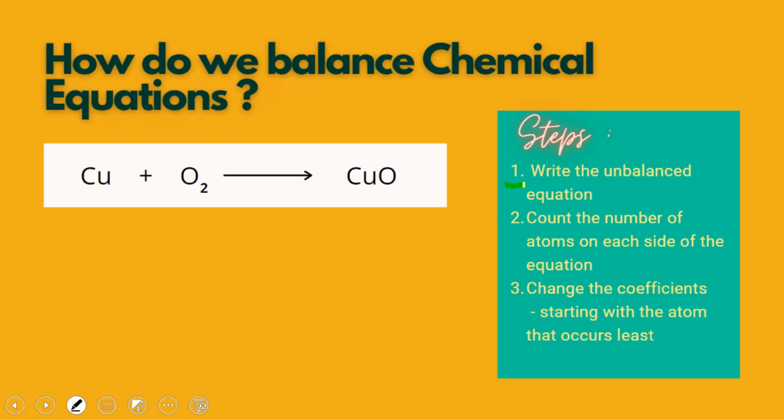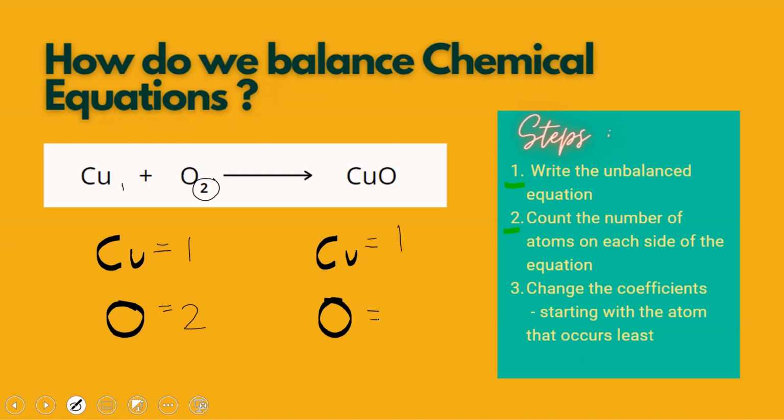The second step is to find the number of atoms of each element on both sides of the equation. Because there's no number before or after copper, we can write that there's only one copper atom in addition to the two oxygen atoms as reactants. We also have one copper and one oxygen atom in the products.